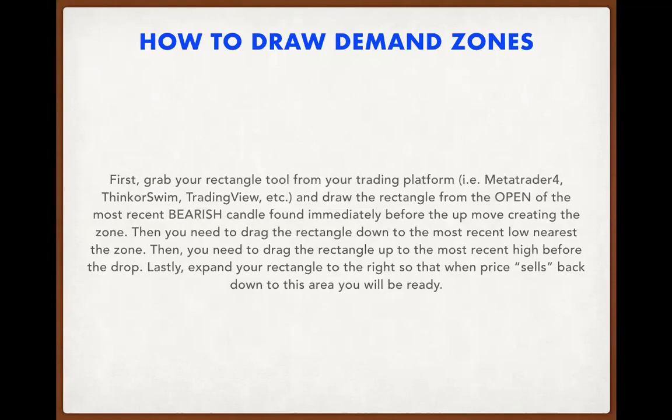Again, for your buy zones, draw the rectangle from the open of the most recent bearish candle found immediately before the move up, creating the zone. Then drag the rectangle down to the most recent low nearest the zone. And lastly, expand that rectangle all the way to the right so that when price sells back down to this area, you will be ready to pull the trigger and make that money.